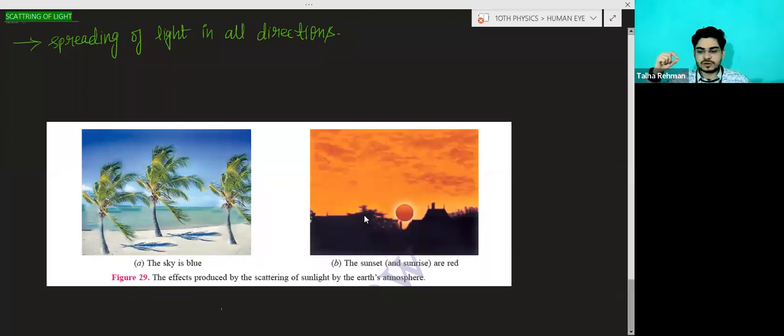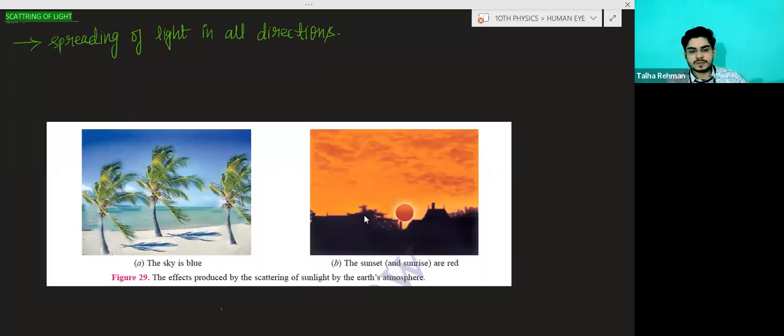Whenever light falls on any particle, you can say, after falling on the particle, the light spreads in all the directions.